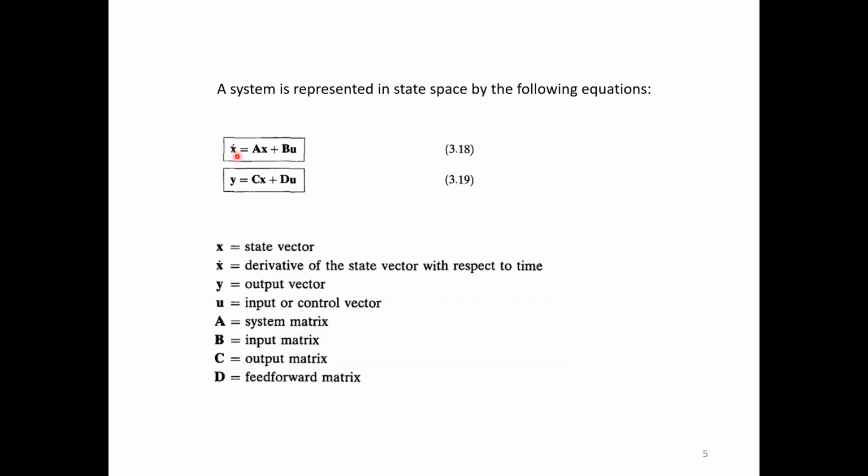Okay, so we have x dot is equal to Ax plus Bu, y is equal to Cx plus Du. Where x is the state vector, x dot is the derivative of the state vector with respect to time, and y is the output vector, where u is the input or control vector, A is the system matrix, B is the input matrix, C is the output matrix, and D is the feed forward matrix. Okay, so these are the equations, these are the matrices we have to check out in our problem.